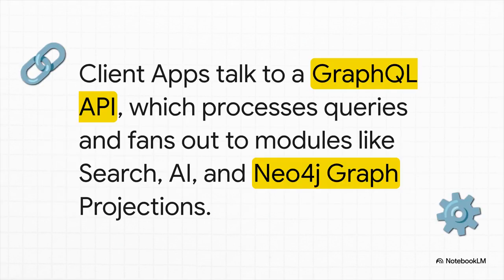Okay, so let's trace the journey of a single piece of data here. It all starts up top with client apps talking to a really clean GraphQL API. From there, the request gets fanned out to different modules. You see things like search or AI, but for our purposes today, the key destination is that Neo4j Graph Projections module. That's the engine room, right? That's where the magic of translating raw events into the graph happens.